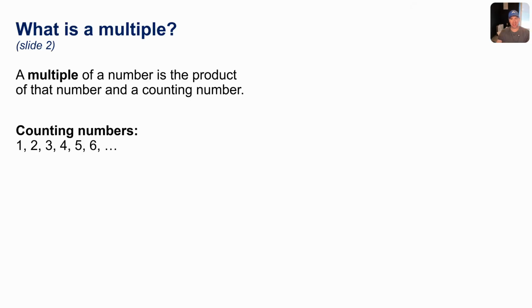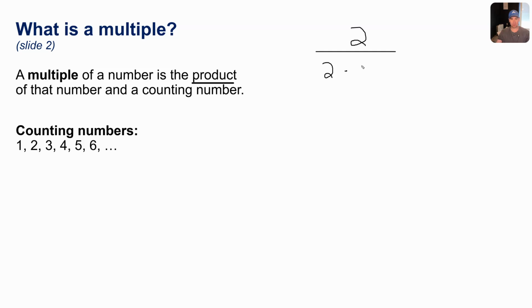Okay, let's first answer the question, what is a multiple? So a multiple of a number is the product of that number and a counting number. If I define counting numbers as 1, 2, 3, 4, 5, 6, and so on, then to figure out the multiples of 2, we're going to take our number 2 and multiply by each of these counting numbers.